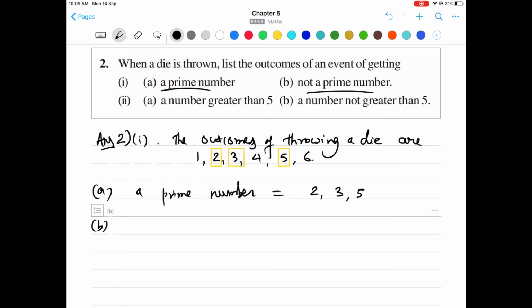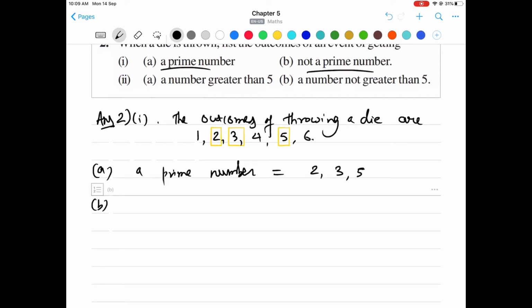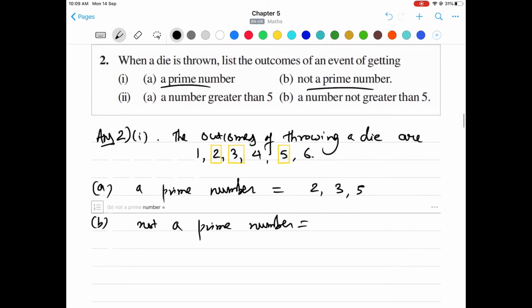And part B of the first one is not a prime number. Now we have to write the outcome of not a prime number. So not a prime number are the remaining numbers, which are 1, 4 and 6. These numbers are not prime numbers. Okay, the smallest prime number that we have is 2, and 2 is the only even prime number. The remaining prime numbers will be odd numbers.